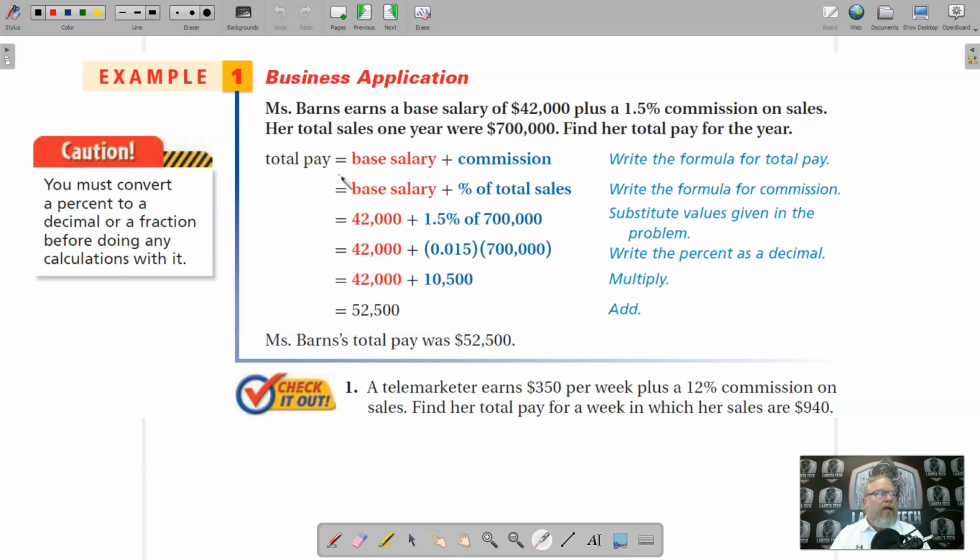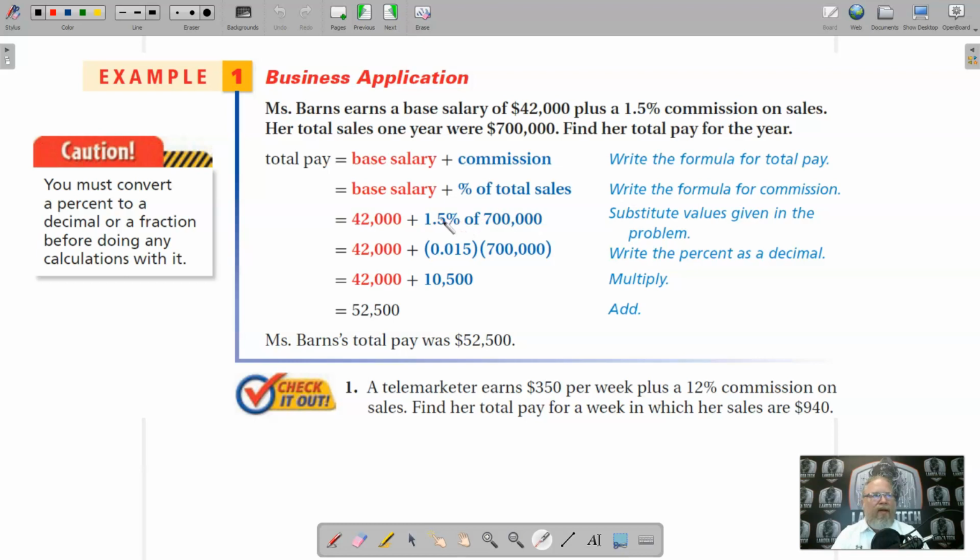So, total pay, let's write a formula for it. Total pay is going to be equal to her base salary plus her commission. So, that's base salary plus the percent of total sales. We're just replacing commission with the percent of total sales because that's where her commission comes from. Let's plug in the numbers that we know. We know the base salary is $42,000, so we'll plug that in for base salary. It's highlighted in red. And then in the blue text here, we have percent of total sales. Well, that's going to be 1.5% of the $700,000 that she sold that year.